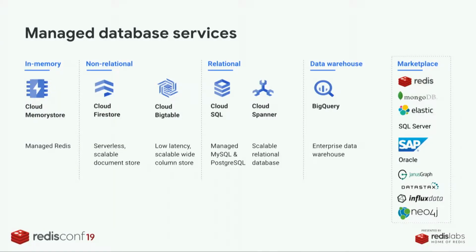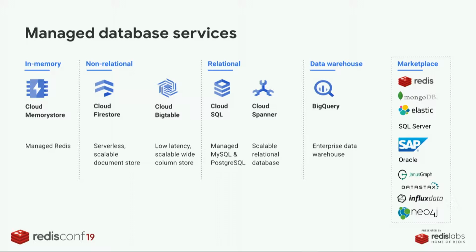So Cloud Memorystore is what I will talk about today, which is our in-memory data store. We also have a couple of non-relational data stores, which are Cloud Firestore, which is our document store, and Cloud Bigtable, which is our wide column store. On the relational front, we have Cloud SQL, which offers both MySQL and PostgreSQL as fully managed databases. And Cloud Spanner, which some of you may know, is an internal database that Google built for their large-scale systems, which we now offer as a cloud service.